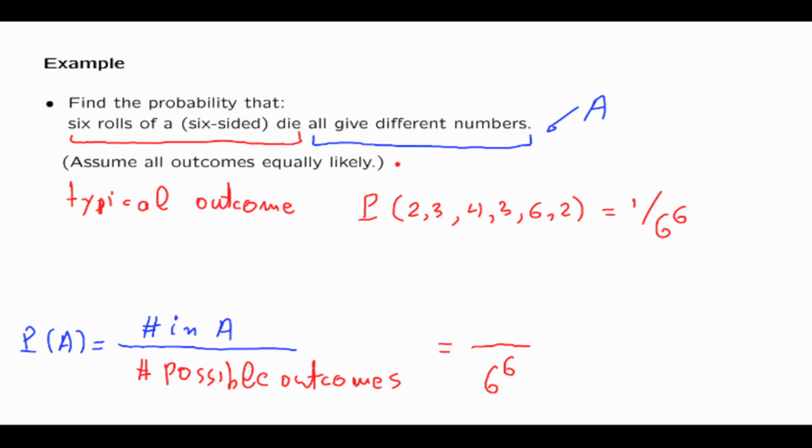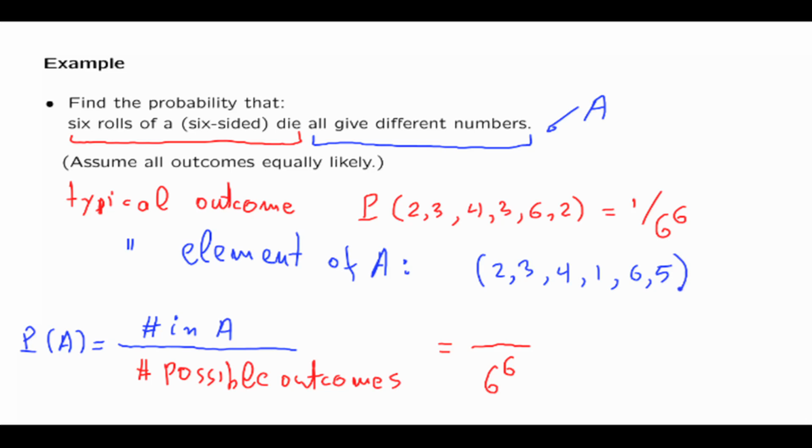Now let us look at the event of interest A. What is a typical element of A? A typical element of A is a sequence of 6 rolls in which no number gets repeated. So, for example, it could be a sequence of results of this kind, where each number appears just once. So all the numbers appear exactly once in this sequence. So what we need here is basically to have a permutation of the numbers 1 up to 6. So these 6 numbers have to appear in an arbitrary order.